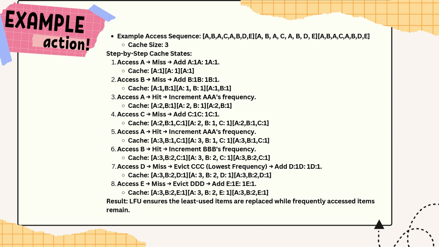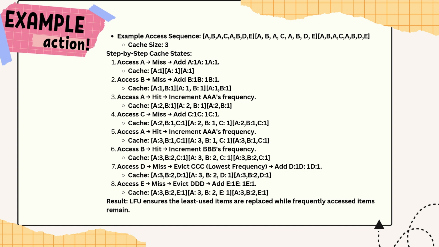Cache miss, B is not in the cache. The cache is full, so we need to evict something. LFU chooses to evict C, add B to the cache, and then the cache will be A and B. Access D, cache miss, D is not in the cache. The cache is full, so we need to evict something. LFU chooses to evict B, add D to the cache, and then the cache will be A and D.